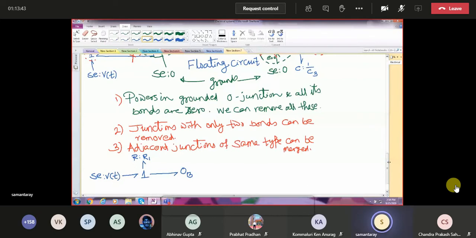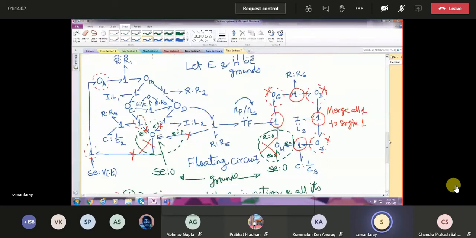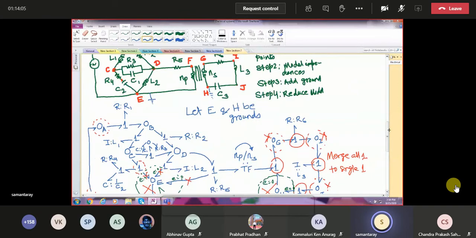So how did that happen? First, this one went from 0E to 1 junction connection, that went because that junction became powerless. All efforts become 0. So that bond went. Then this 1 junction had only 2 bonds. So that 1 junction was removed. AC was brought here. Then that 0 junction had only 2 bonds, 0A. So that 0A was removed. So straight source of effort comes to 1 junction with R is to R1. Then we have 0B. Rest of the part remains as usual, no further reduction. 0B, 0C, 0D.